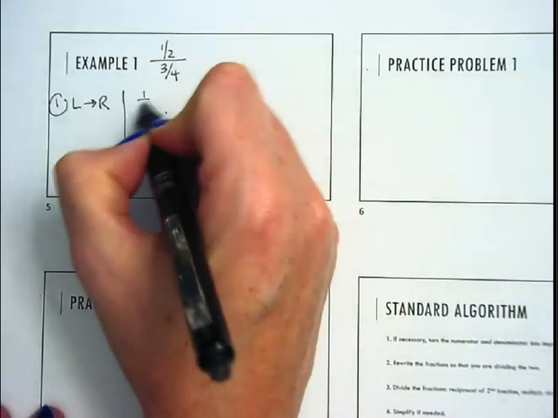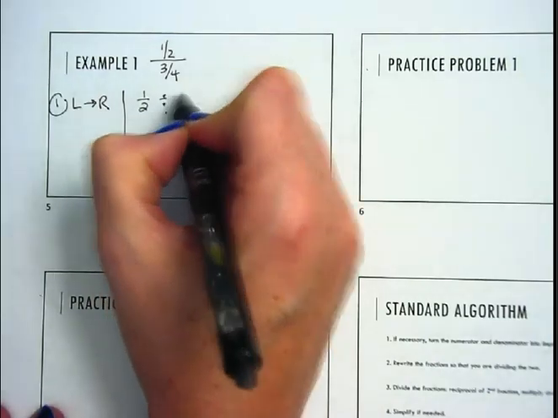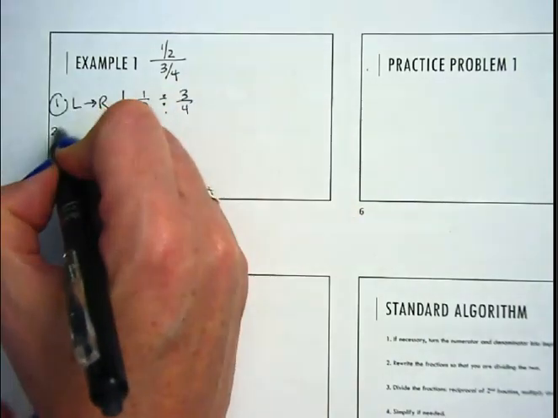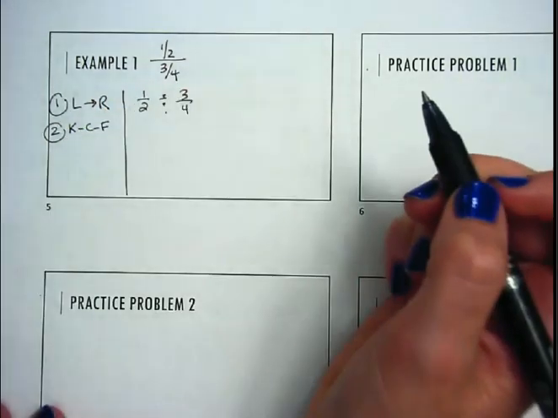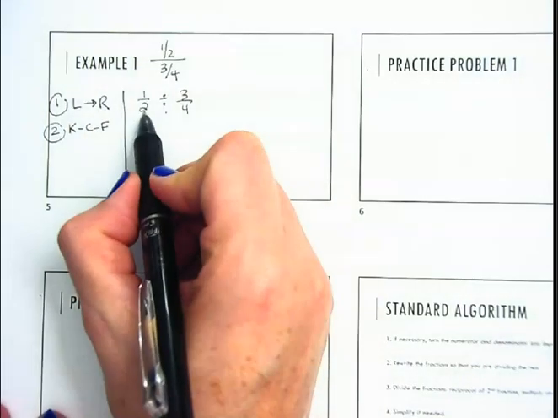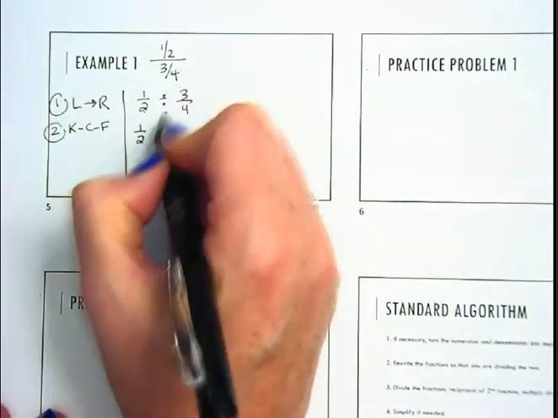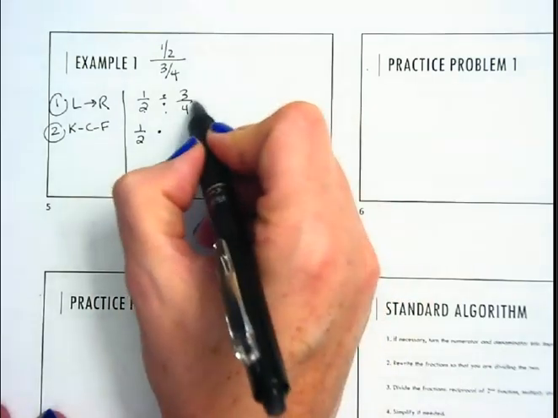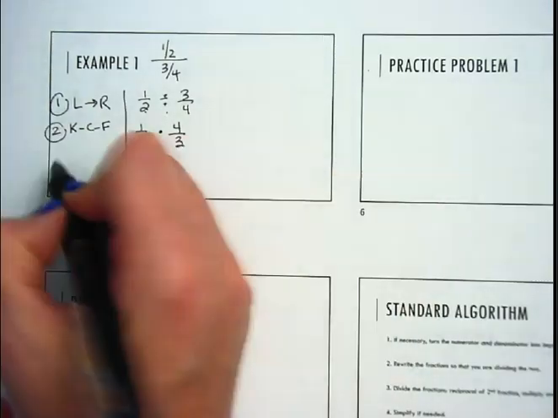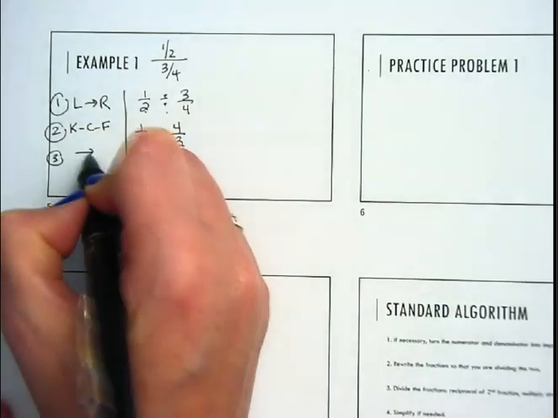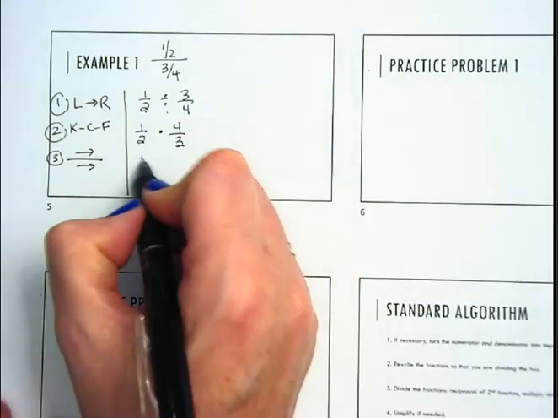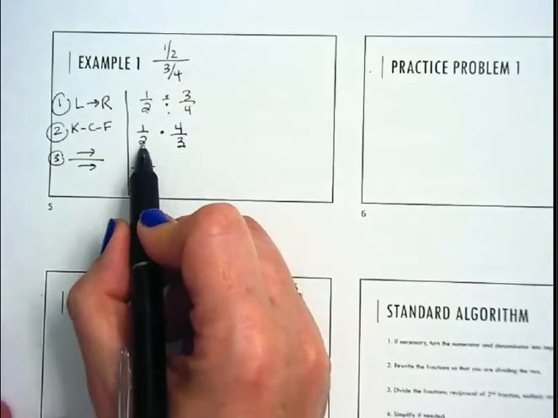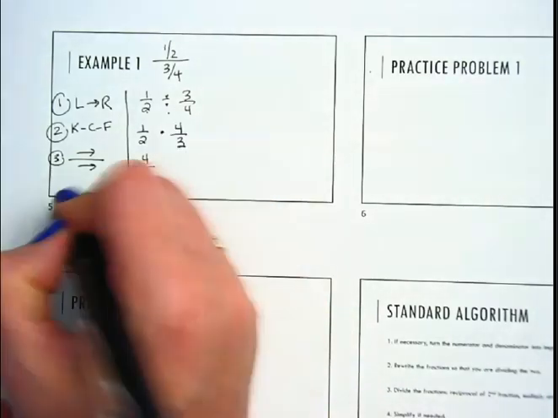So that means 1/2 divided by 3/4. The next thing I'm going to do is keep, change, flip, or multiply by the reciprocal. So keep the first fraction the same, change division to multiplication, and flip, or take the reciprocal of, the second fraction. Then we are going to multiply across the top and bottom. So 1 times 4 is 4, and the denominators 2 times 3 makes 6.